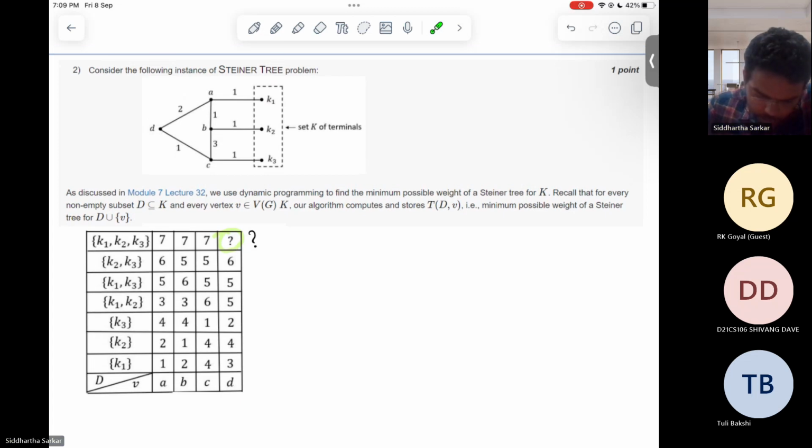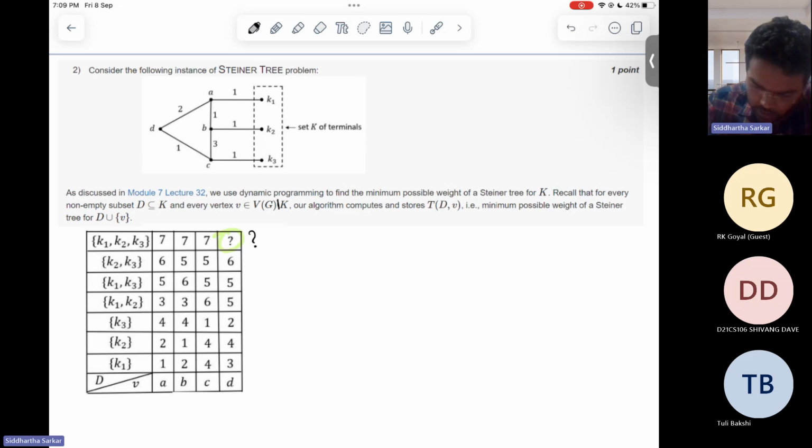Okay, so recall that for every non-empty subset D of K and every vertex in the graph, why is K here? Oh, it should be minus K, I think. Just a second. Right, so there is a minus here, V minus K. This is the vertex set V minus K.